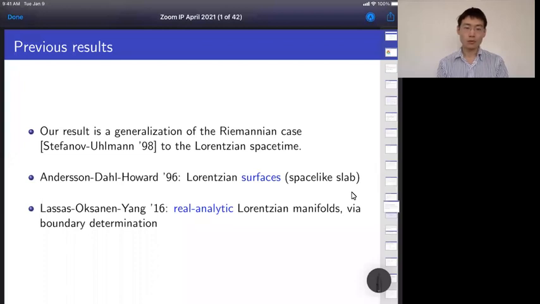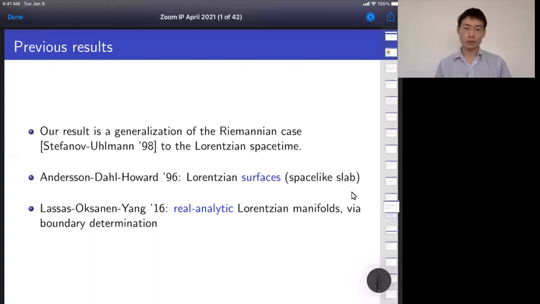And for the Lorentzian case of this travel time tomography problem, there are not so many works existing in the literature. One early work is by Anderson, Dos Santos Ferreira, and Howard, who showed that in the 2D case, for their problem, the measurement is different. For our case, we put the measurement on some time-like boundary, because it's vertical.